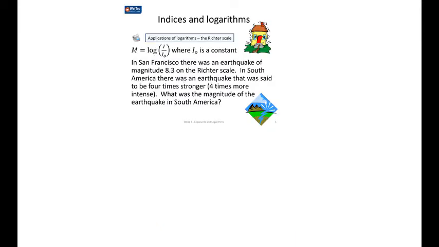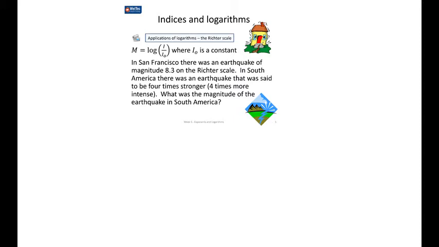Here you're given some information about logs, and you're given the formula whereby we can work out the magnitude of an earthquake. So the magnitude is equal to the log of the intensities of two earthquakes, or else the log of the intensity of an earthquake over some constant.